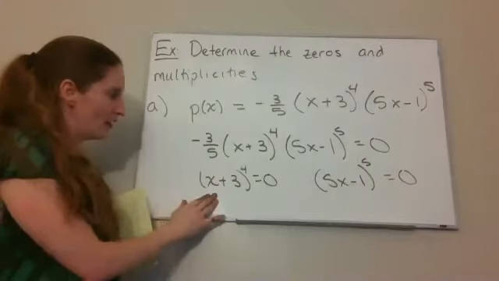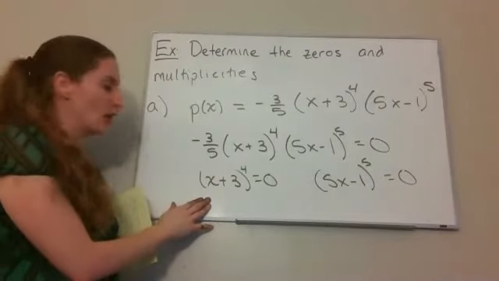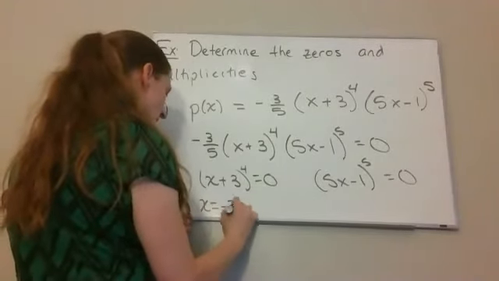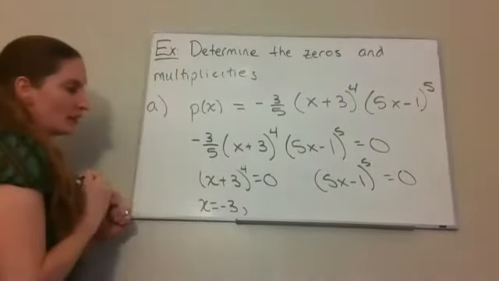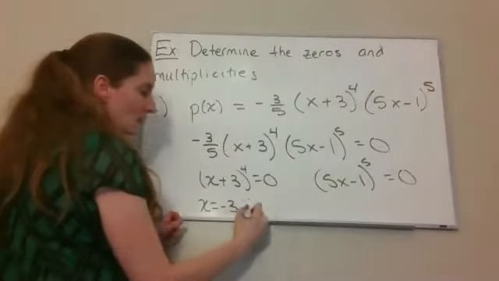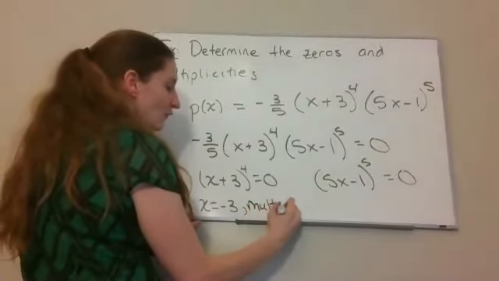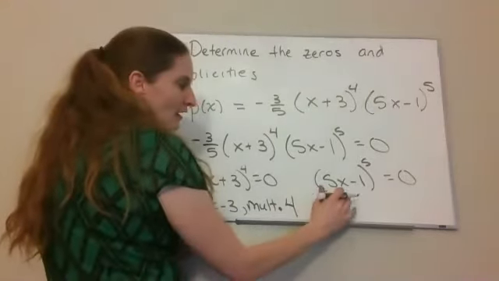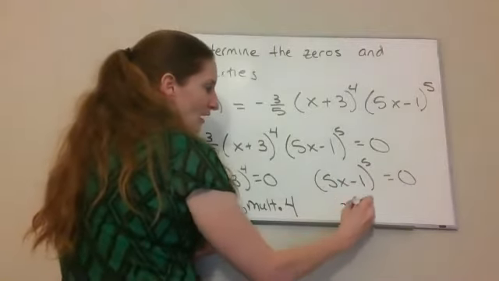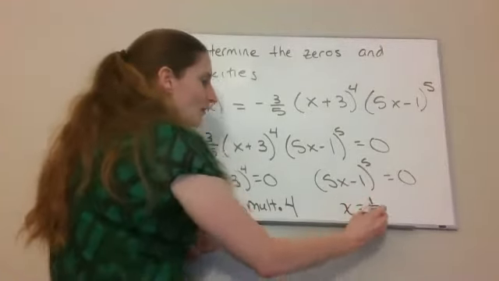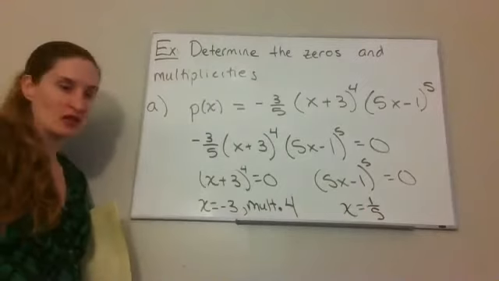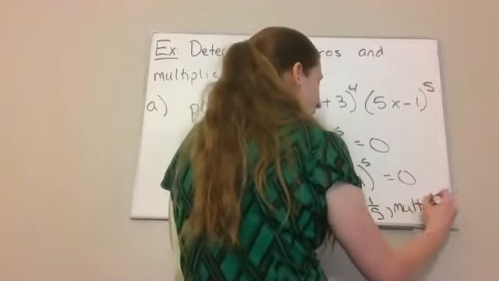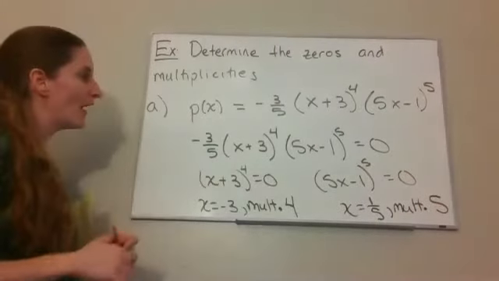So for this one, this factor is going to equal 0 when x is equal to -3. And we can get the multiplicity of that 0 by looking at the exponent. This is multiplicity of 4. For this factor, this is going to equal 0 when x is 1/5. Just imagine solving that equation. And the multiplicity of this 0 is given by that exponent, so it's 5.